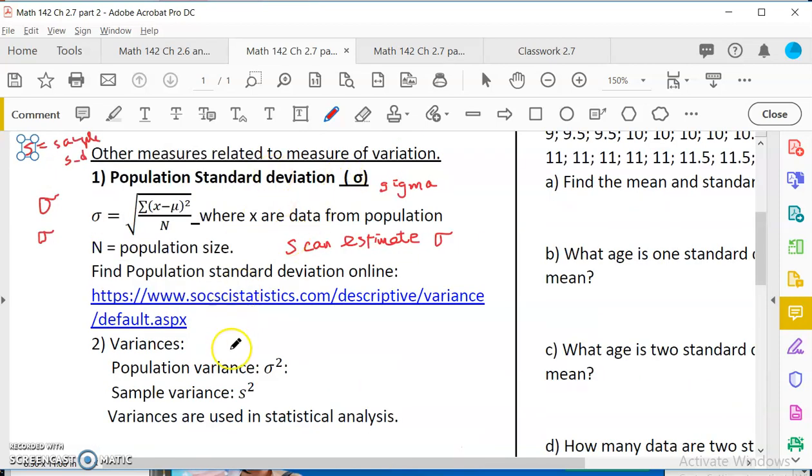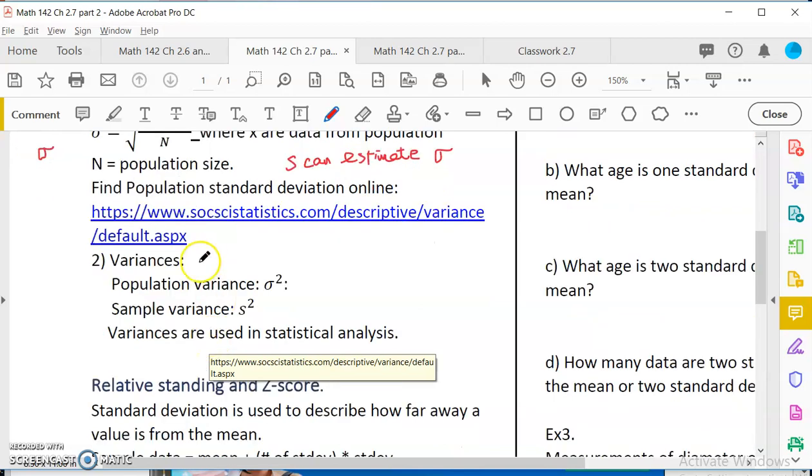The other measure related to variation is variance. Now, variance is actually the number before you take the square root when you're calculating standard deviation. So it would be sigma square as well as S square. Sigma square is the population standard deviation squared, that means before you do the square root. S square is from the sample standard deviation. They do not have their own symbol. They just use sigma square and S square.